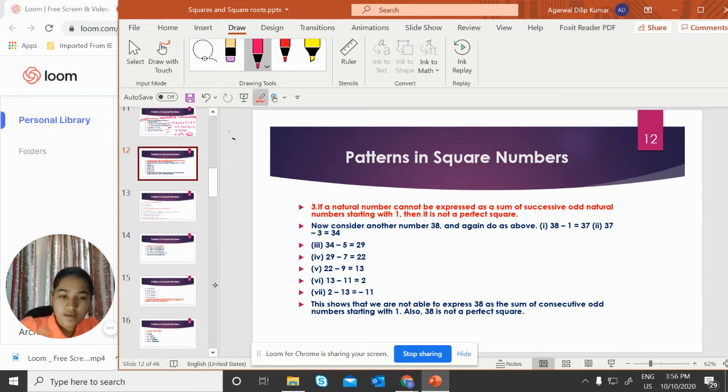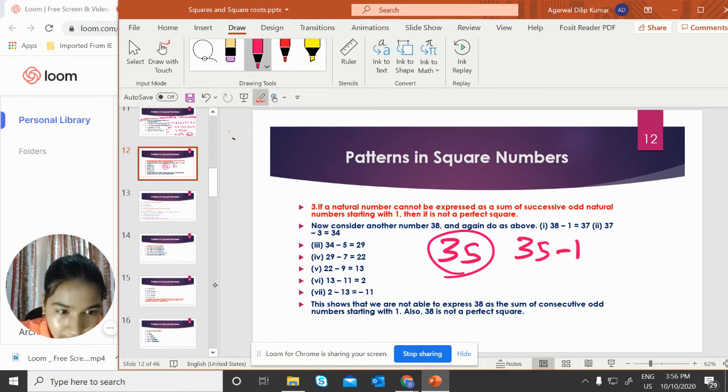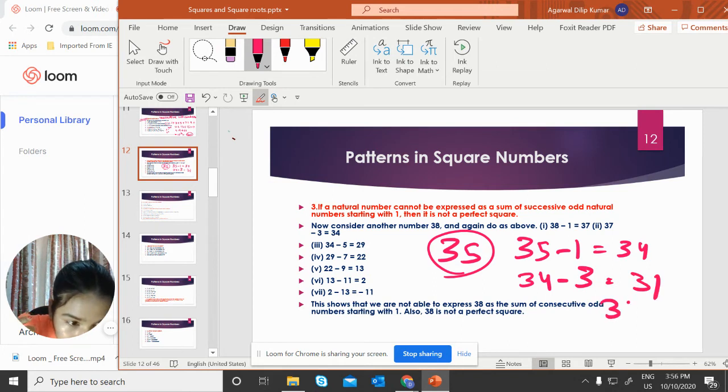That means if you take the number 35, you have to check whether it's a perfect square or not. You subtract the first odd number: 35 minus 1 is 34. Then subtract the second odd number, 3: 31. 31 minus 5 is 26. 26 minus 7 is 19. We go on with the next odd number and subtract it.